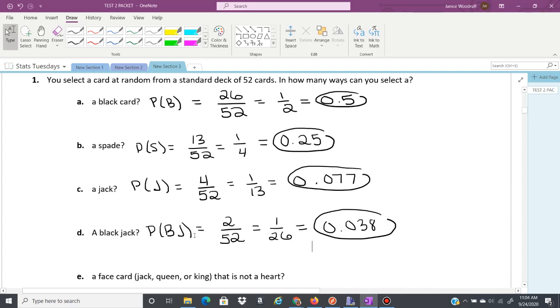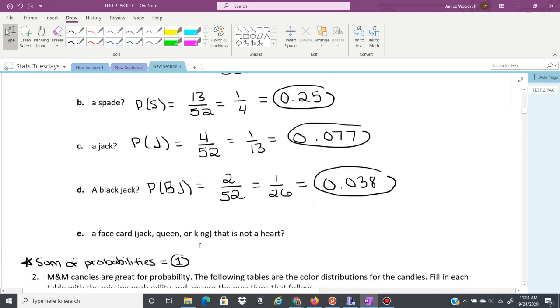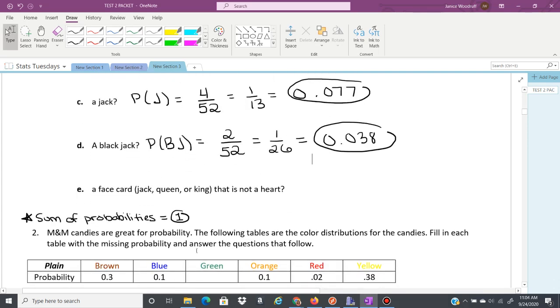All right, and then a face card that is not a heart. So you want to think about the possibilities here. You have Jack, Queen, or King, but not a heart. So you'd have 3 here. So either a spade, club, or diamond. 3 here, spade, club, or diamond. 3 here. So yeah, that would be 9. Again, out of 52.